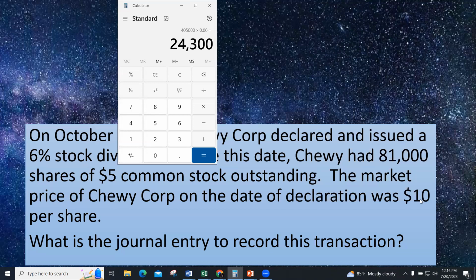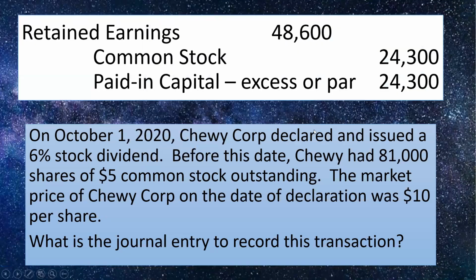But we're actually selling these; the market price on the date of declaration was $10 per share. So double what the par value was. So then we're just going to double this to see how it's going to affect our retained earnings. So let me pull up what the journal entry would be. So if you just took 81,000 shares times the market price times the 6% dividend, you would get the retained earnings. We're decreasing retained earnings whenever we issue a dividend, whether that's cash or stock.